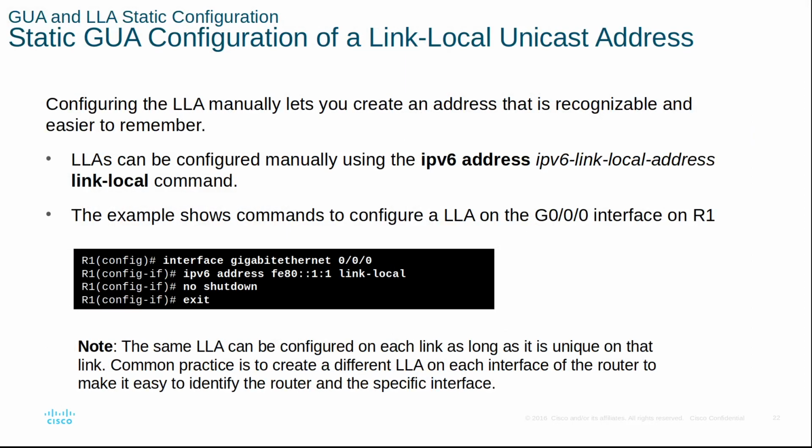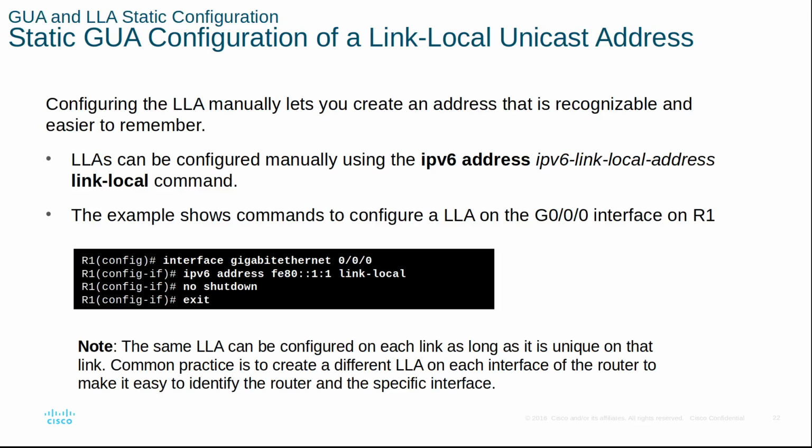To configure a link local address in Cisco IOS, it's pretty much the same as configuring an IPv6 address, except you're using an IP in that link local range, so it begins with FE80. And at the end you include the keyword link-local.